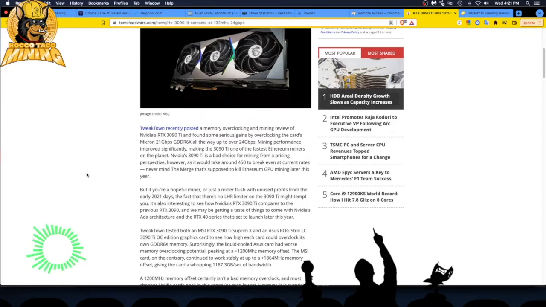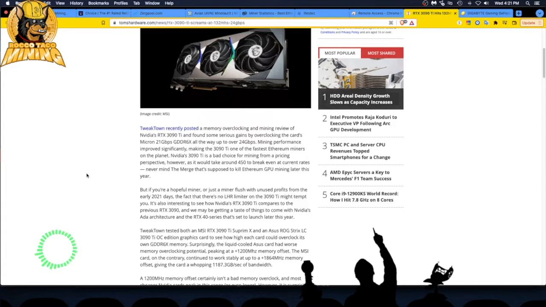Never mind the merge, like I mentioned, the Ethereum proof of stake merge that is supposed to kill Ethereum GPU mining later this year. It was supposed to happen in June, and they just said that's not happening in June. It's a big undertaking. I don't expect it to happen anytime soon. Earliest maybe is the end of the year, who knows. If you're a hopeful miner or just a miner flush with unused profits from the early 2020 days, the fact that there's no LHR limiter on the 3090 Ti might tempt you.